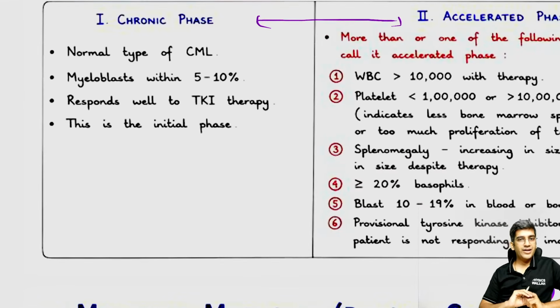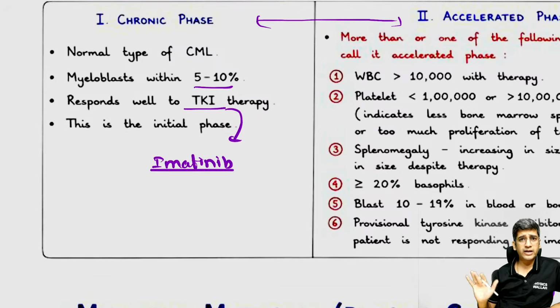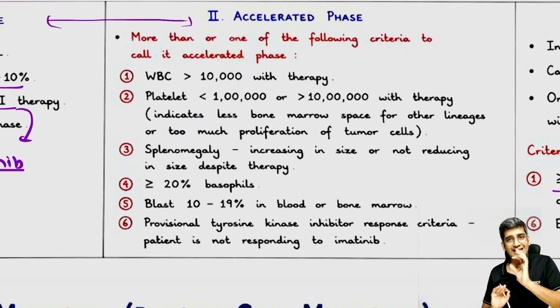Okay. So in chronic phase, it's just the normal type of CML at diagnosis. Blast will be in the range of 5 to 10% and responds well to TKIs, tyrosine kinase inhibitors. This is nothing but your imatinib. TKI is a short form. I want you guys to know that. Fine. Sorry.